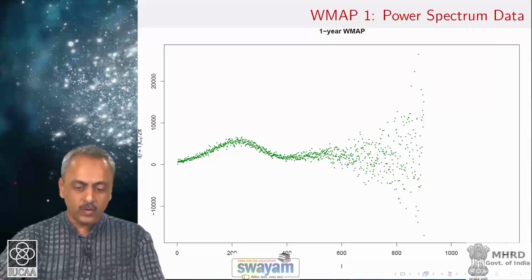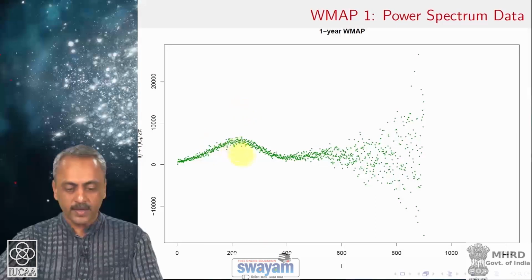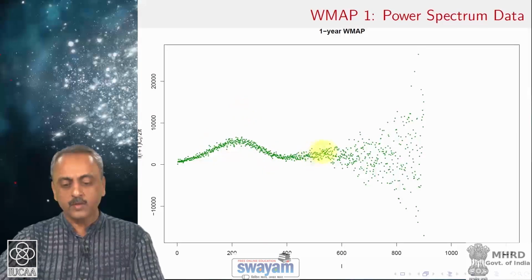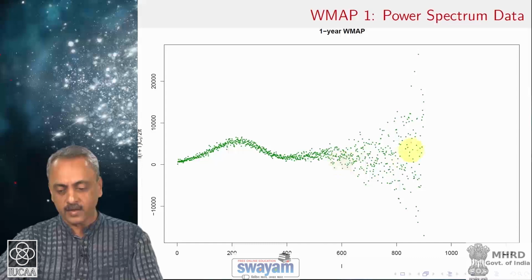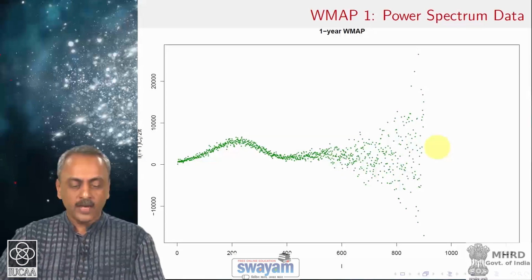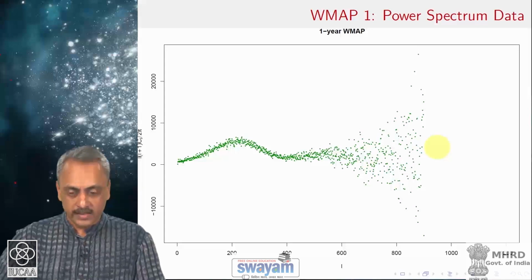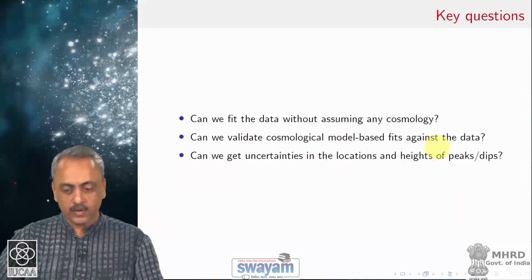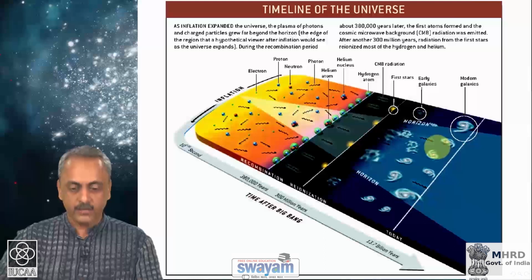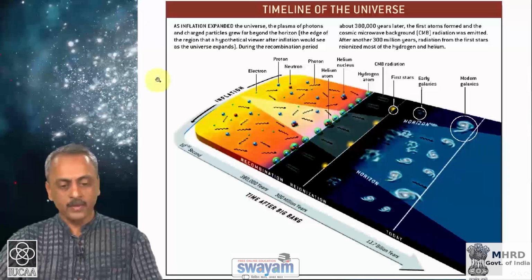And looking at the data, it looks like there is a peak here. Now, of course, cosmologists also expect a peak here, another peak here, and so on. Can we find uncertainties on the peak location and peak heights? This is a more restricted question. We will see why it is important.